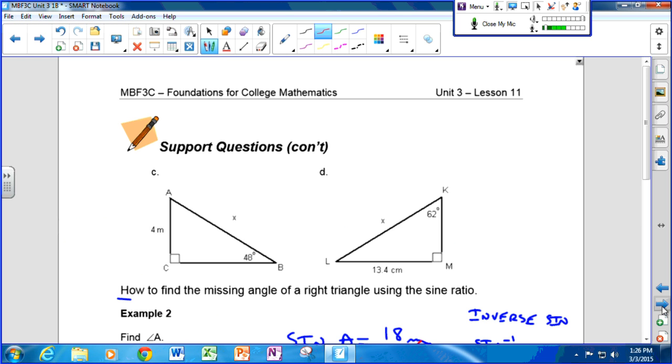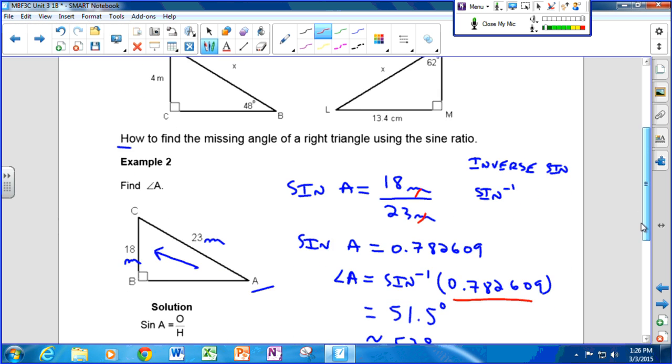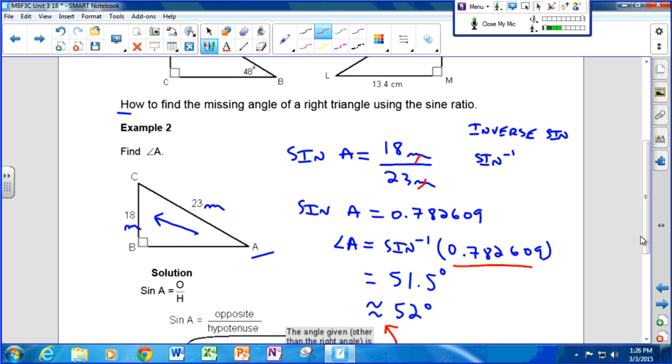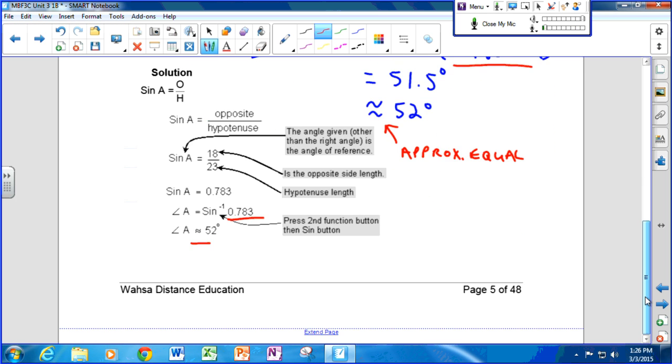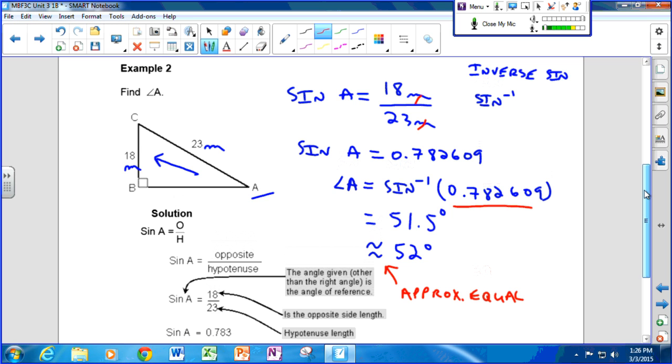Okay, so there were a couple more, so you can always do some more of these questions. Just do as many as it'll take until you're comfortable. Now, the last thing we looked at yesterday was the idea of once we find a ratio, how do we get the angle?